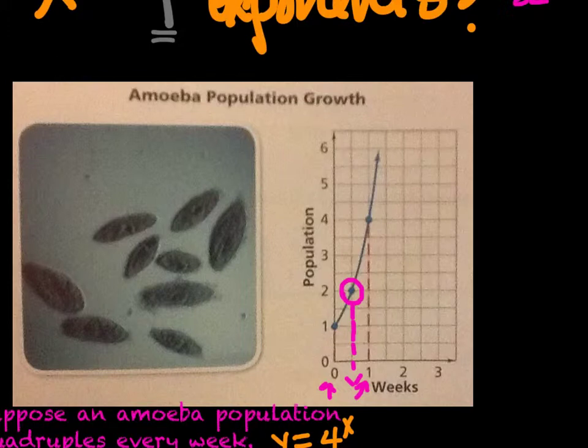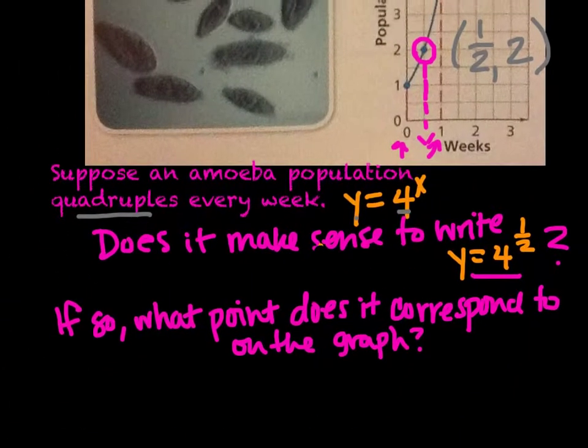So if that was the case, it refers to this point right here, and we can call that point half for the weeks, and we have 2 amoebas. So that's just starting out with the very beginning. So 1 amoeba, half a week later, we have 2 amoebas. The end of the week, we have 4 amoebas. So this point is referred to as a half and 2.